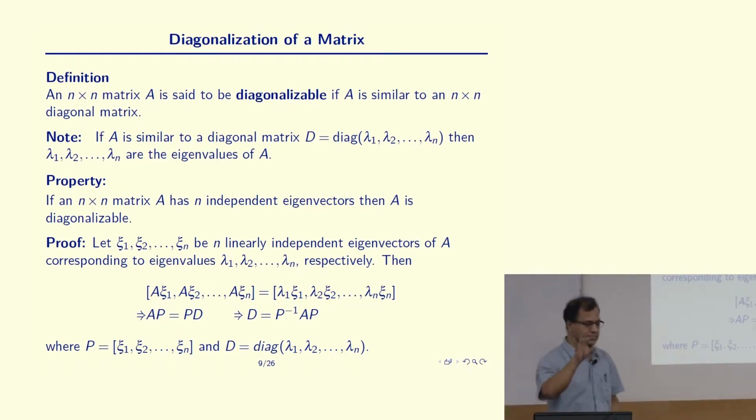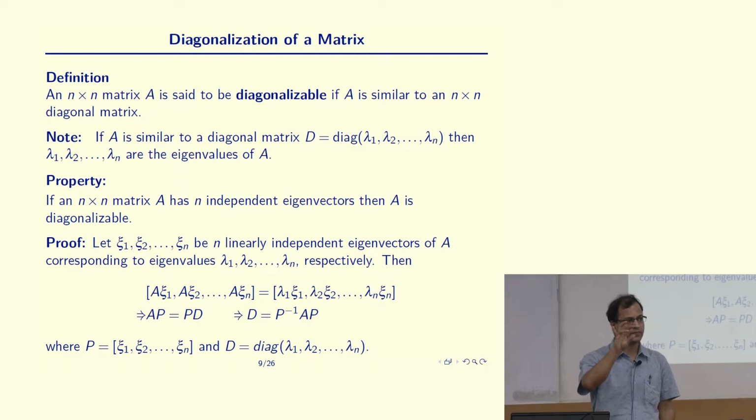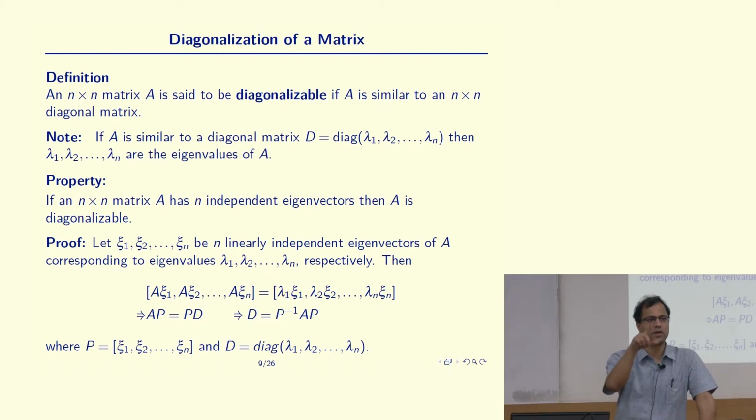That is, there exists a non-singular matrix P such that if you multiply P inverse B P, then you will be getting the matrix A. Or the other way around: if you multiply P inverse A P, you will be getting a diagonal matrix B. So both ways it is true.